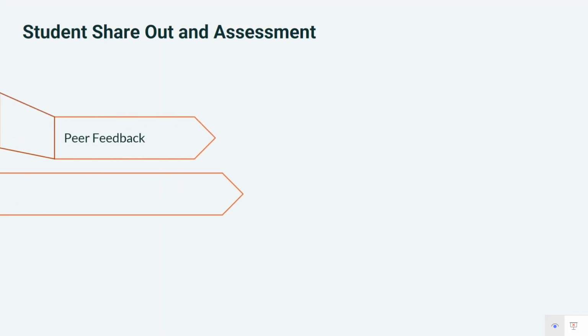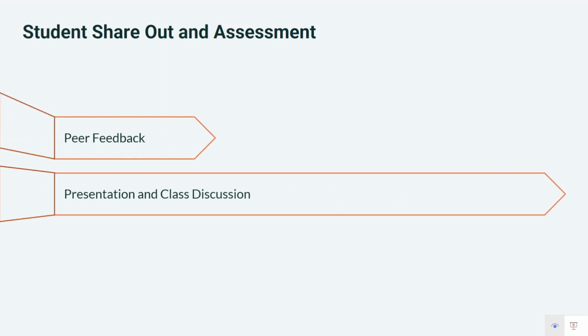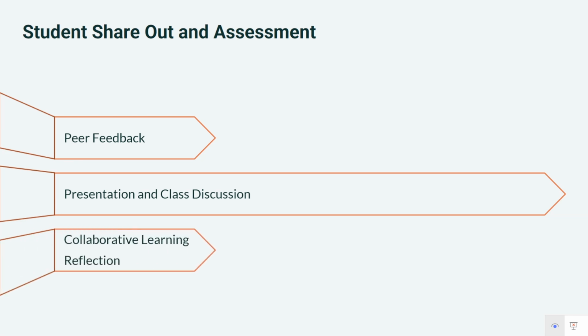And we talked a little bit about the share out. The share out helps individuals to have peer feedback instead of the teacher. Sometimes students listen a little bit differently to their peers as opposed to a teacher. Presentation skills are improved, which is really big for college and career readiness. Also, class discussions. Finally, collaborative learning helps students to reflect on what they're doing in groups and provide feedback.